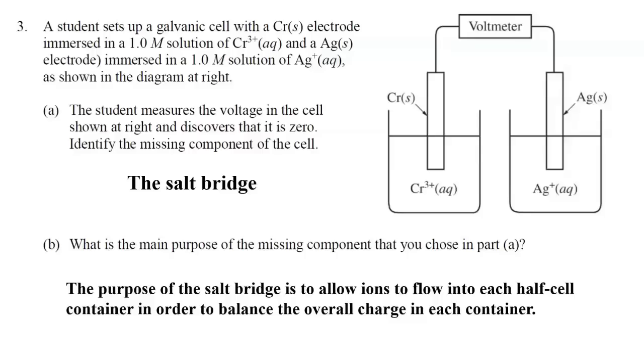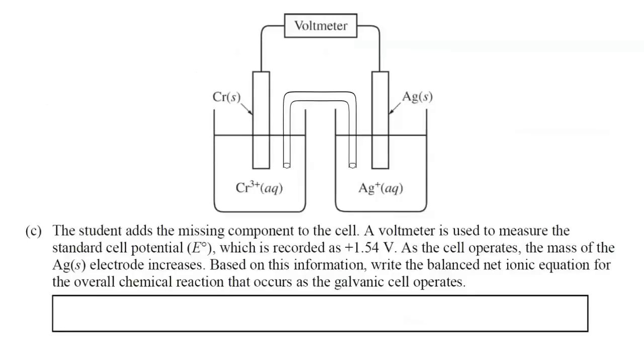Now, let's move on to part C of question 3. In part C, it says the student adds the missing component to the cell. A voltmeter is used to measure the standard cell potential, which is recorded as positive 1.54 volts. As the cell operates, the mass of the solid silver electrode increases. Based on this information, write the balanced net ionic equation for the overall chemical reaction that occurs as the galvanic cell operates.